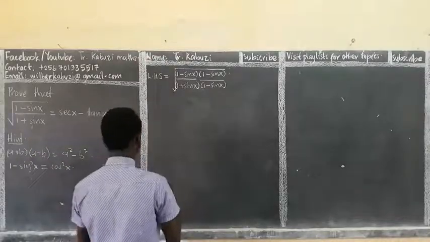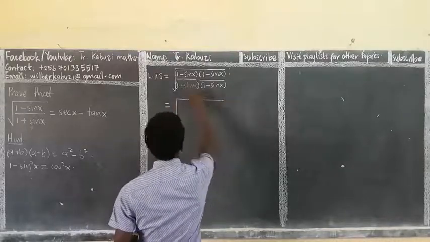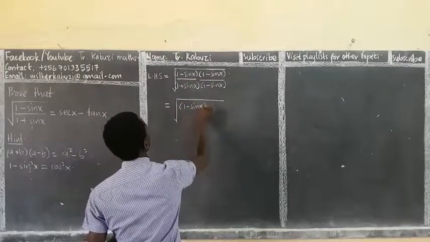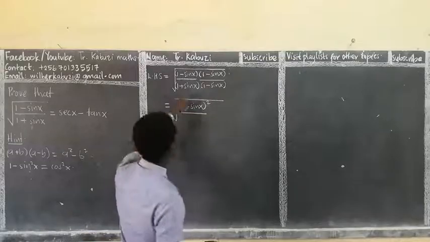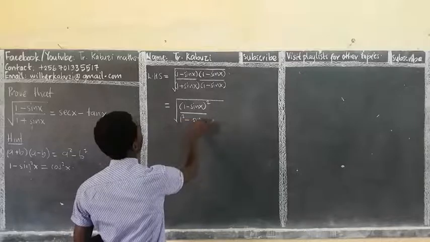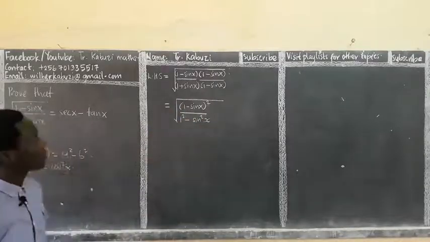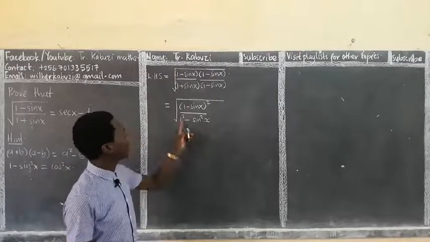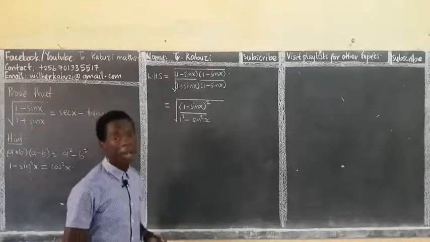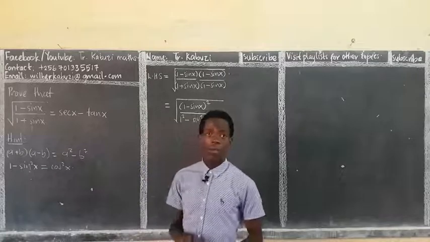So from there, I can write this as the square root of the same as 1 minus sine x, the whole squared, over, here I can apply a difference of two squares, which is 1 squared minus sine squared x, applying this concept. Now, 1 squared is the same as 1, so this is 1 minus sine squared. But we know from the first identity that 1 minus sine squared is cos squared.